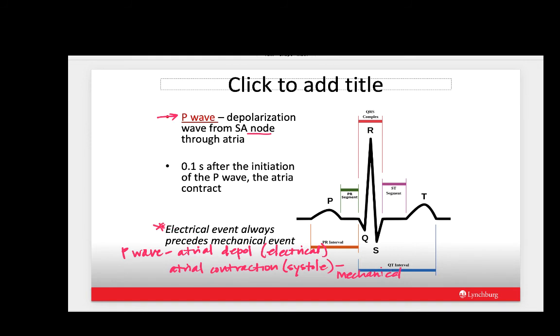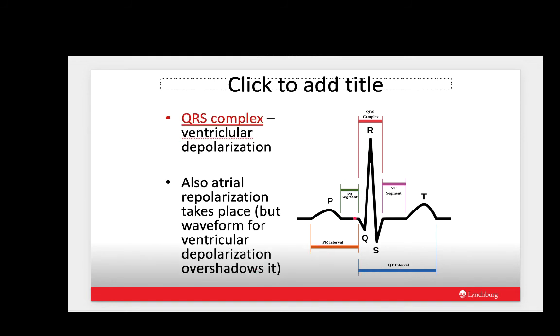This is important. The electrical event always happens before the mechanical event. Those cells have to have the signal first before they can actually contract. So here's our electrical signal. Here's our mechanical contraction that's going to happen as a result. Now, during the QRS complex, we're going to have ventricular depolarization. Shortly after that, we're going to have ventricular systole or contraction during that time. And that's what's shown by the QRS complex.